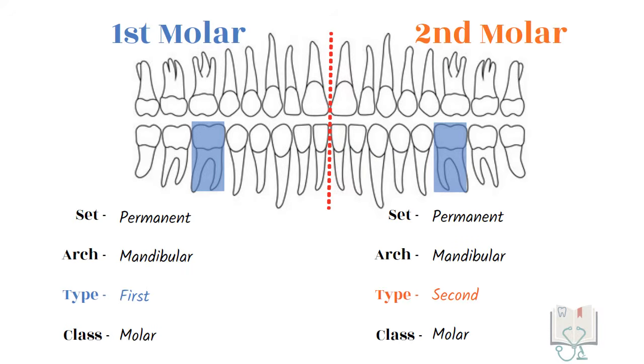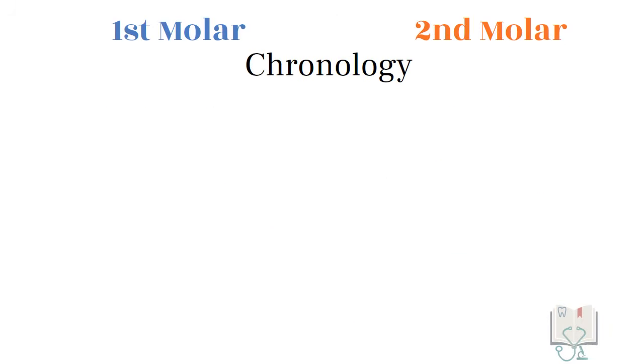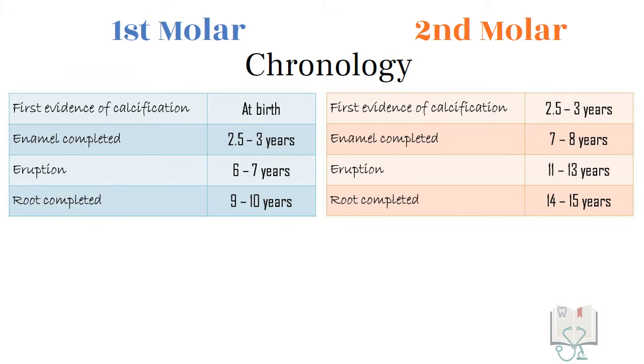Mandibular first molar is the sixth tooth from the midline and second molar is the seventh tooth from midline, which gives the two teeth different tooth numbers in various tooth notation systems. Coming to chronology, mandibular first molar erupts at the age of 6 to 7 years and second molar at the age of 11 to 13 years.